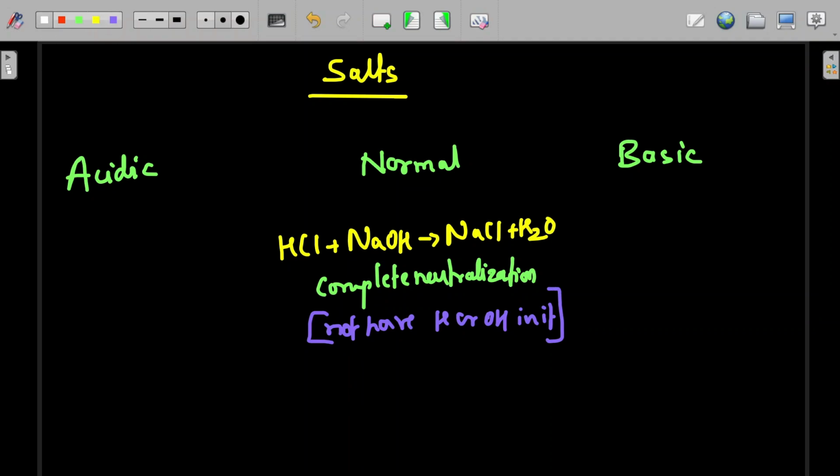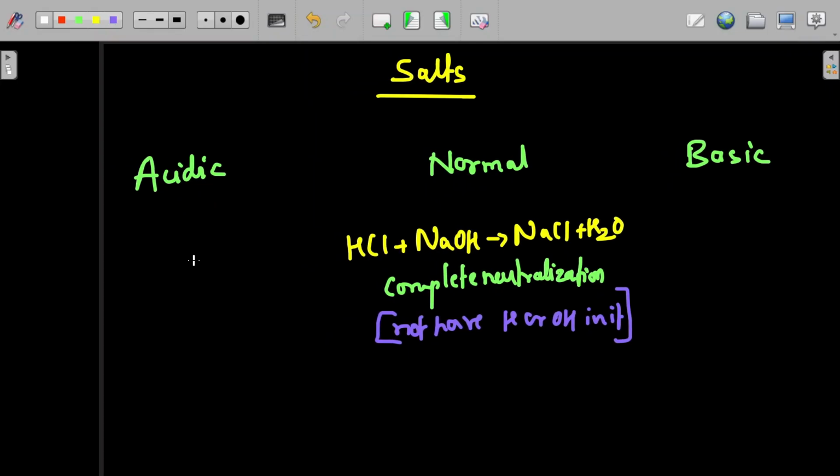Say for example, acidic salt, if we have to see, HCl cannot form acidic salt because it has only one H, that will always go completely. But whichever have more than one hydrogen, those can form acidic salts. For example, H2SO4.